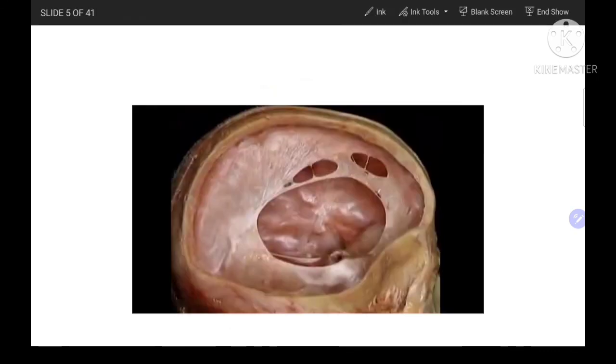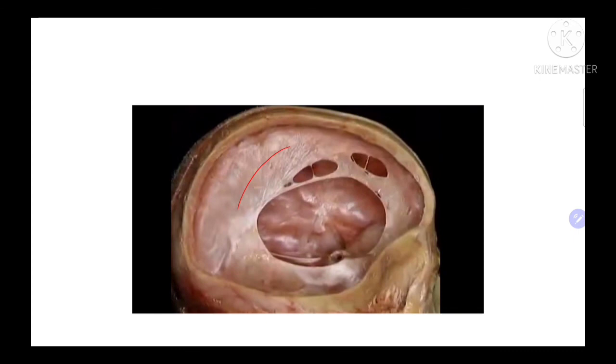So as you can see here, falx cerebri, tentorium. We're gonna see here more down the falx cerebelli, and here we have the diaphragma sellae. Superior border of the falx cerebri, inferior border, the base, vertex.